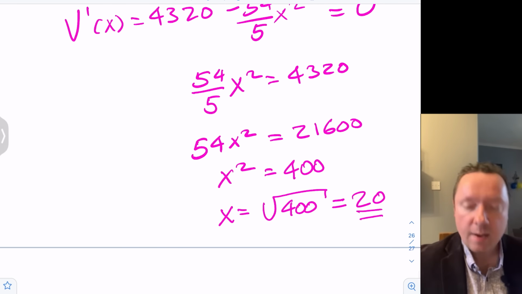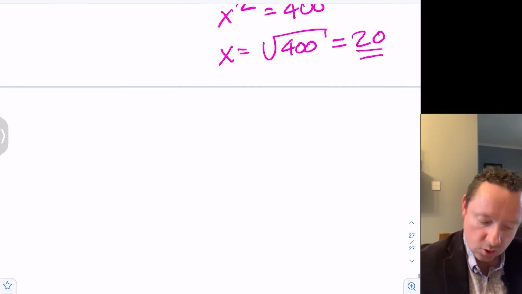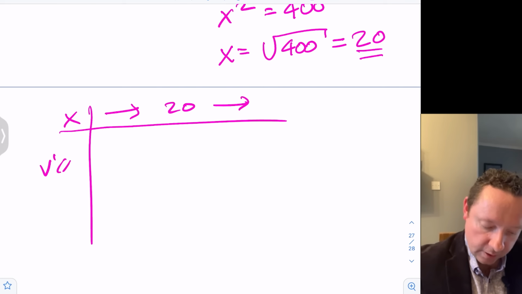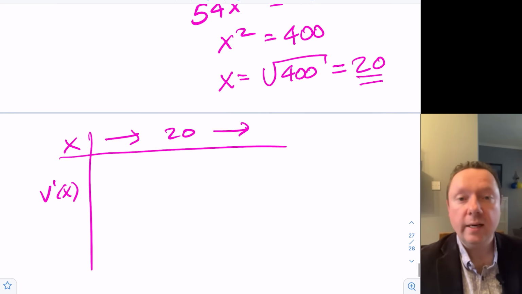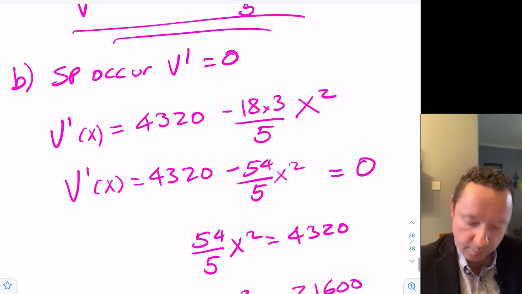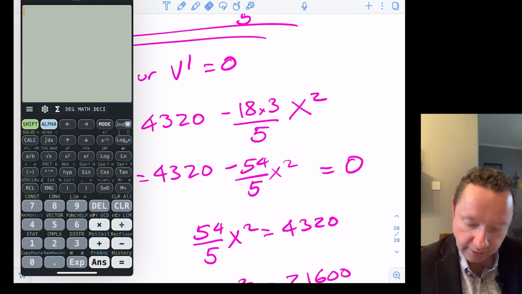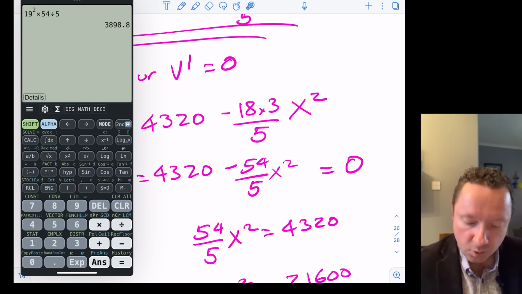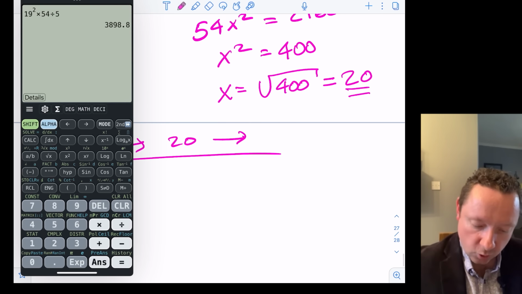Now we just need to check, is that a max or is that a min? So we go along x to 20, examining the derivative to see if it's a max or a min. We need to examine before and after 20, so let's try a number before 20. Let's try 19. 19 squared times 54 divided by 5 is a number smaller than 4320, so that minus that is positive. So it's positive before 20.